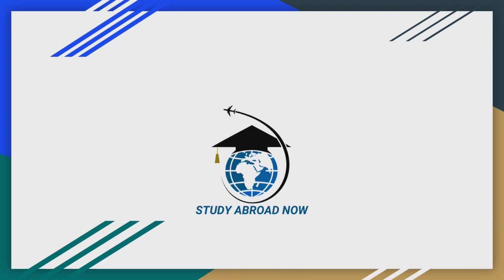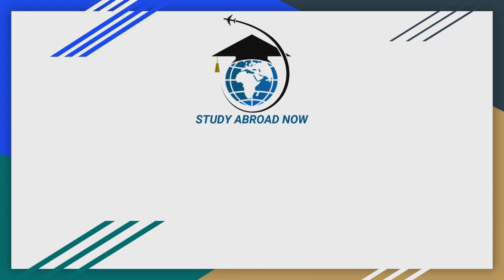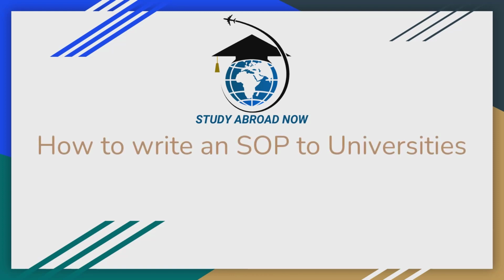Today's topic is one that many students find confusing: how to write an SOP for universities. An SOP, or statement of purpose, is an important part of the university application process. It is a chance for you to showcase who you are, your accomplishments and your goals. In this video, we will break down the steps to write an outstanding SOP that will help you stand out from other applicants. So without wasting time, let's get started.